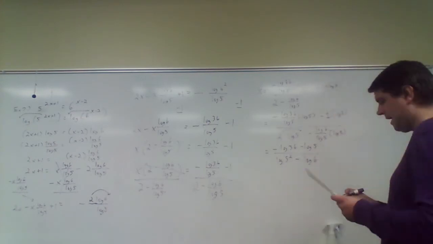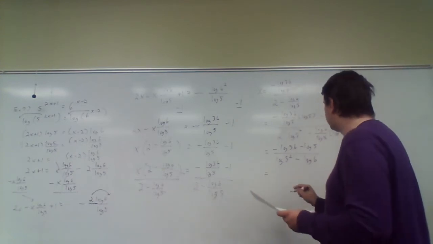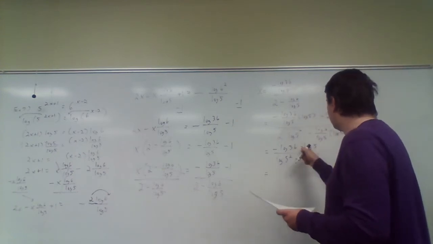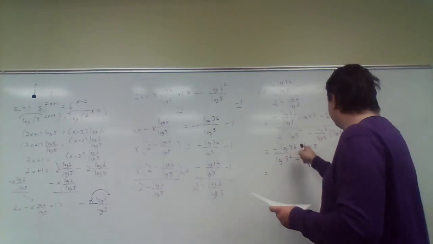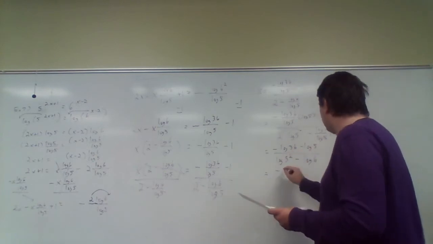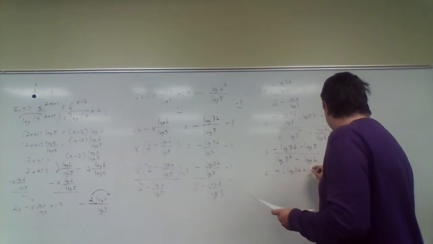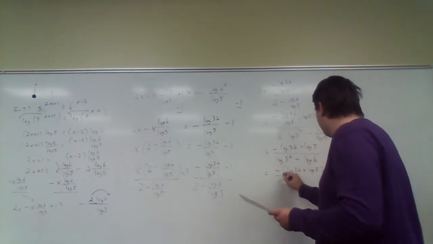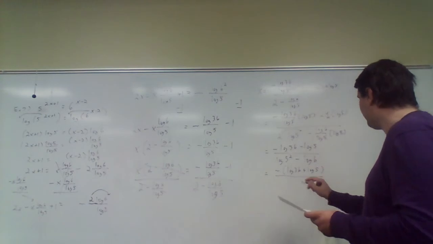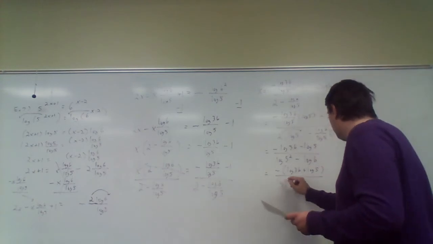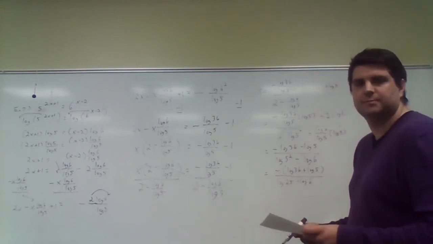Okay. Now the next thing WebAssign is going to expect is for it to look like what it would look like in the Swokowski textbooks, so go ahead and factor out a negative here. So you'd have log of 36 plus log of 5 on top. Down here, you would have log of 25 minus log of 6.